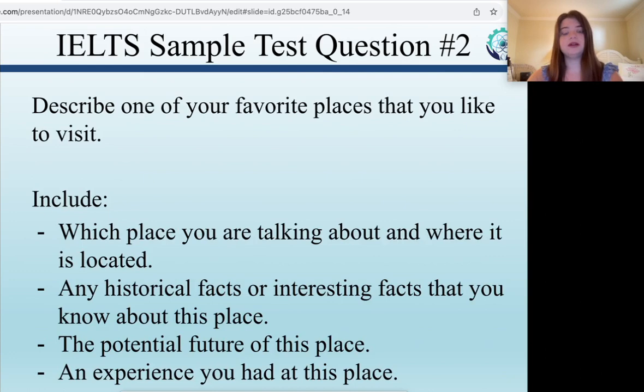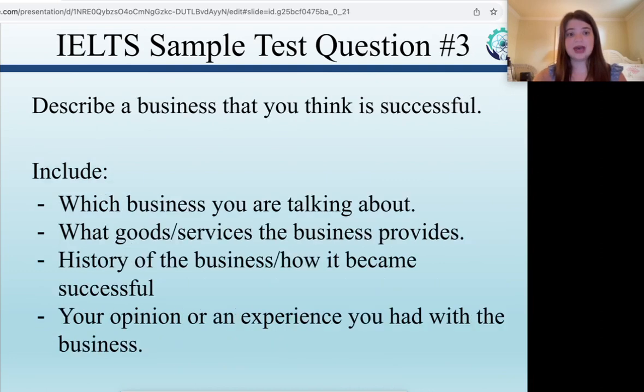Or here, when we want to describe one of our favorite places, someone might say, well, one of my favorite places is to go visit the lake by my cottage. Well, great, but let's talk more. Let's say more things than just that. Let's describe it in more detail than just that. Or for this one, describe a business you think is successful. Oh, well, I think Amazon is a successful business, or I think McDonald's is a successful business. Well, that's a fine place to start.